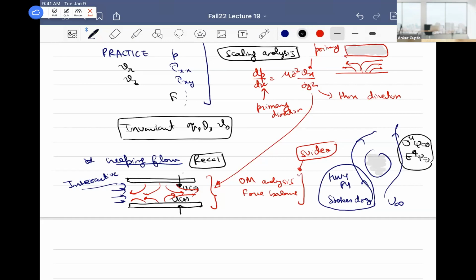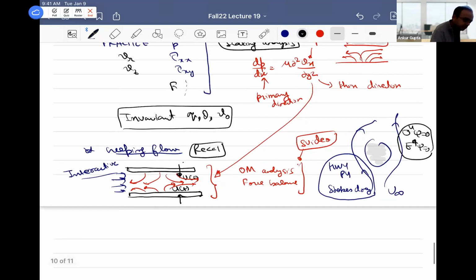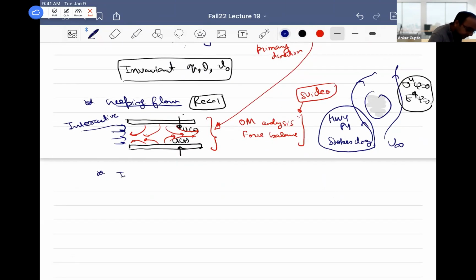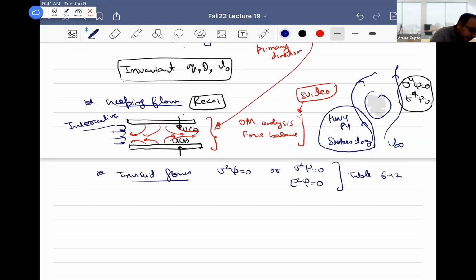And then finally, the only part that I have not discussed is the inviscid flow, so I'll just complete it for the sake of it. Inviscid flow. So it's del square phi is equal to 0, or del square psi is equal to 0, or E square psi if you have a different geometry. This is table 6.12, and this is basically table A2, A3, A4. And then you have P by rho plus V square by 2 plus g h is equal to constant. This is the inviscid flow.